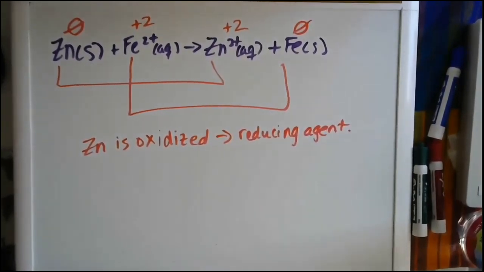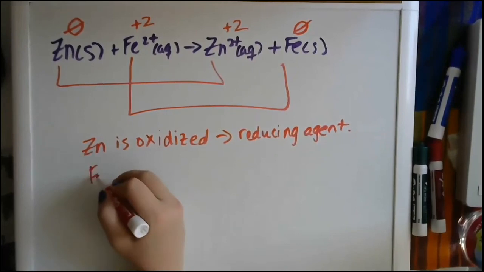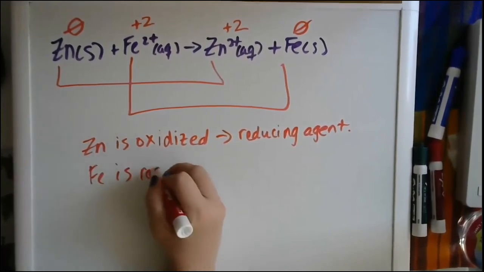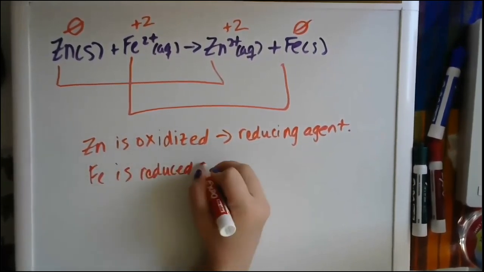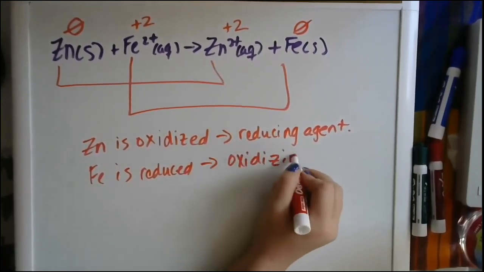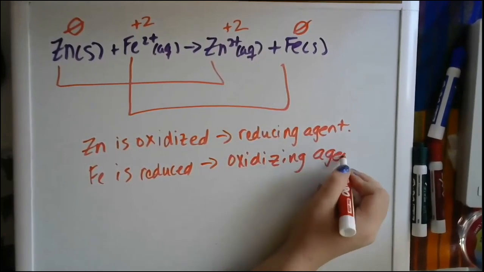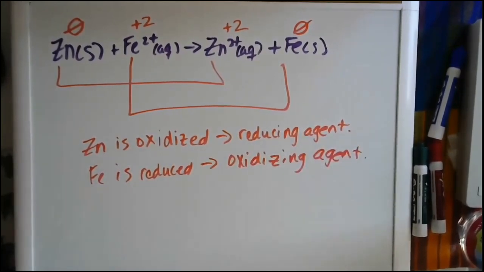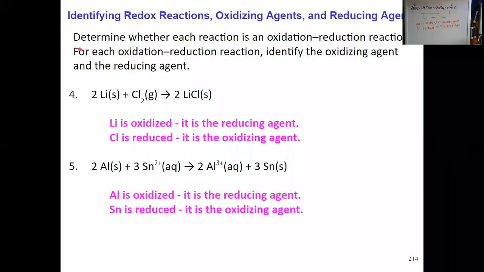Okay, my iron goes from Fe2+, or goes from +2 rather to 0. So that is being reduced. If iron is reduced, then it is the oxidizing agent. Okay, let's look at the other answers and you guys can compare them to what you did. Okay, so here are our next two.